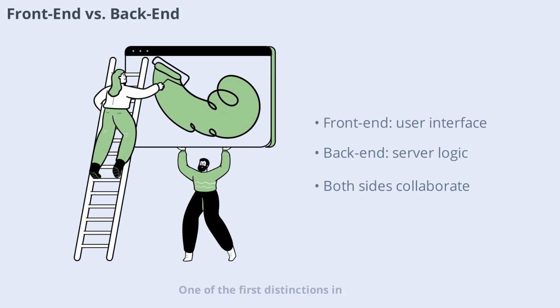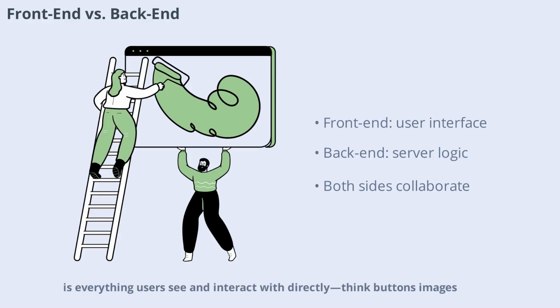One of the first distinctions in web development is between front-end and back-end. The front-end, often called client-side, is everything users see and interact with directly. Think buttons, images, and layouts. The back-end, or server-side, is where the logic, databases, and server operations happen. Both sides must work together seamlessly to deliver a smooth user experience. Understanding this division helps clarify the roles and responsibilities within a web development team. Next, we'll take a closer look at the technologies powering each side.